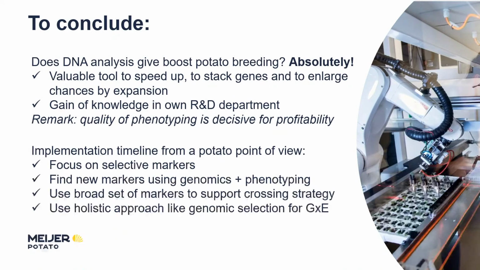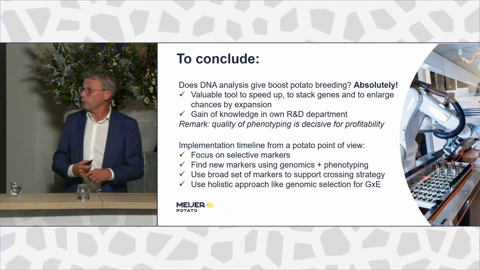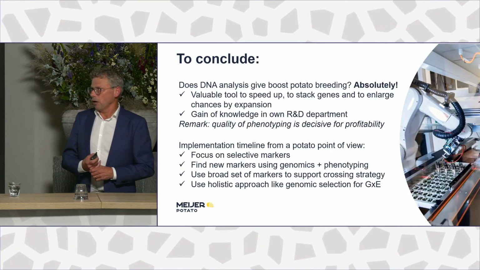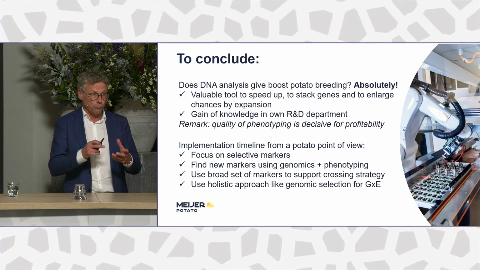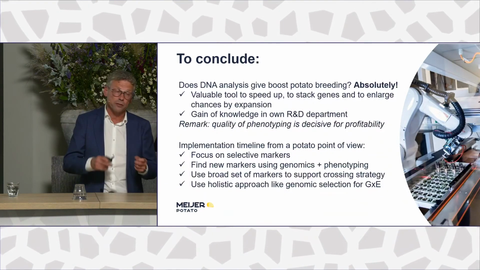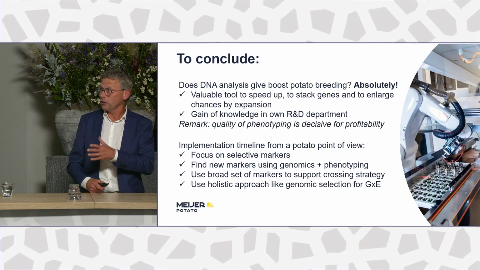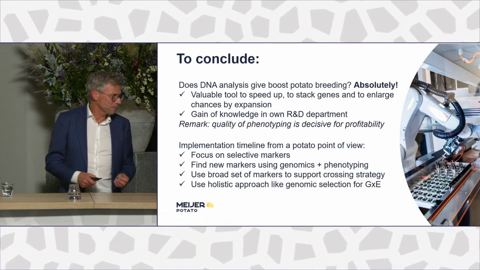Then for us, the implementation of using DNA techniques in the timeline: first we focused on a few very important traits for which we could use the markers in a selective way in our breeding program. And that takes us to more, so we try to find new markers using genomics. And again, phenotyping, very important. And now we are using a broad set of markers to support the crossing strategy, which is important because before you fixate your genetics, that's the last chance, is making the crossing. And now we are learning, and we are far away from this, but we are learning to come to a holistic approach to give some answers to the G times E interaction. But that's for the future.